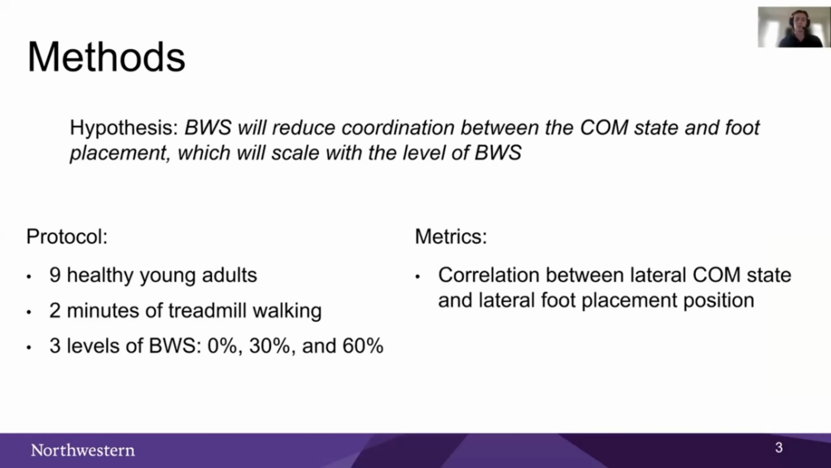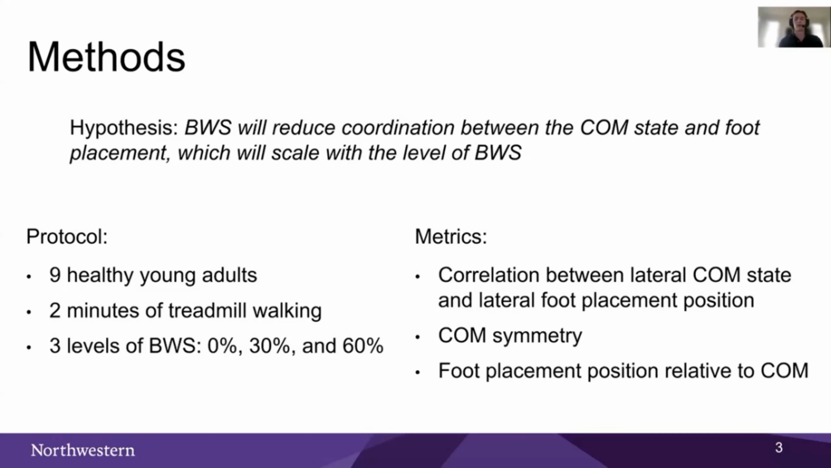We measured the dynamics of center of mass and foot placement through several metrics. Our primary outcome measure was the correlation between lateral center of mass state and lateral foot placement position during the swing phase. This was represented as a time series R² value. We also measured symmetry of the center of mass in the transverse plane by parameterizing the center of mass trajectory and computing a symmetry index. And lastly, we also measured lateral foot placement position relative to the center of mass position.